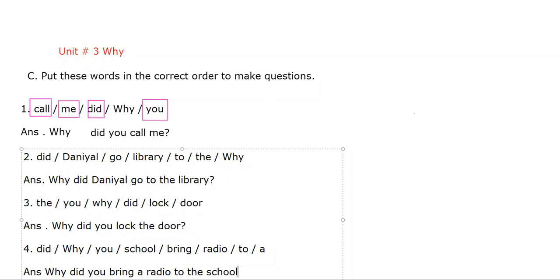Okay, so this is the answer of today's section. I hope you have understood this. Any problem in it? Any problem, beta? If you have any problem, tell me, beta. Okay, Salik says no, sir, he doesn't have any problem. Thank you very much. This is exercise C of unit number 3, and the question is why.